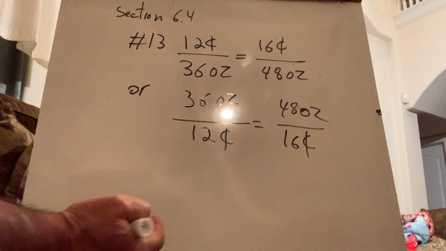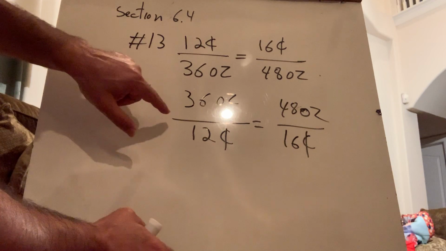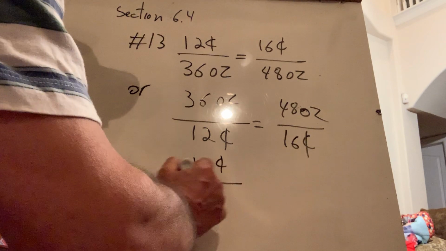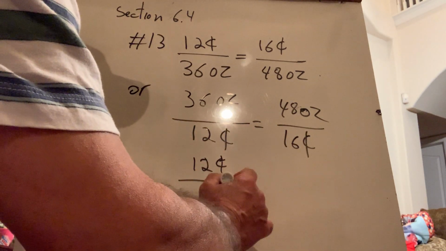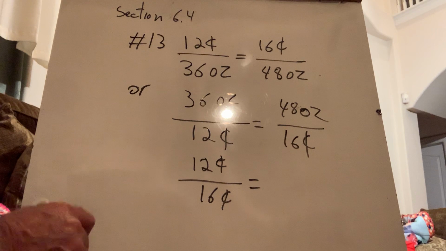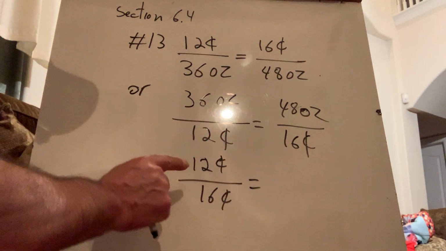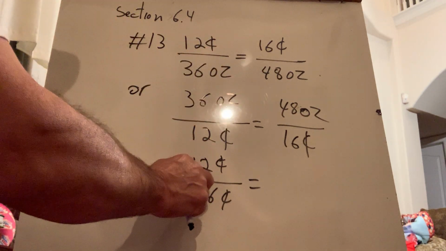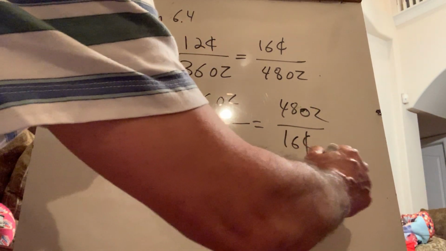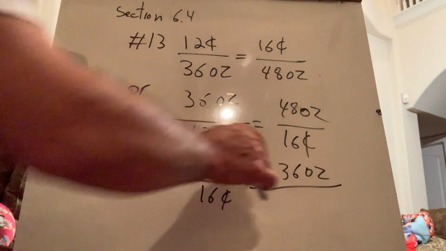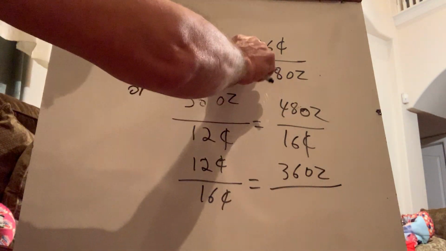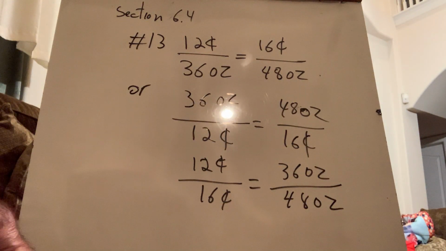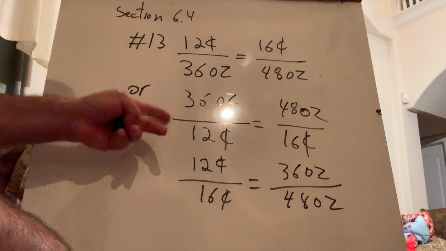Or you can do the following. You can put the cents together: 12 cents over 16 cents. The only thing you have to be careful about is that 12 cents is associated with 36 ounces, so when you put the 12 cents up here, you must also put its associated ounces in the same position, which is the numerator. And then over the 16, which goes with, of course, 48 ounces. Okay, so this is two ways already.